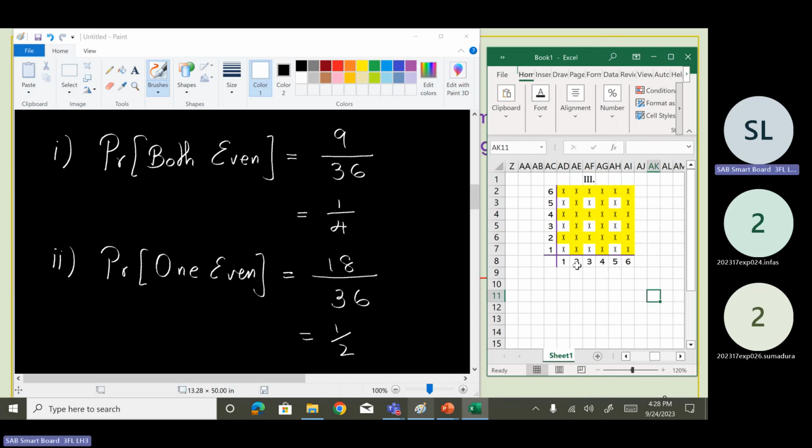So at least one even. You get hold of an even number, so already you have one even number in this column. If the other one is odd, still you have one even. If the other one is even, you have two evens. Anyway, it is counted. Likewise, you can go for four and six. Only nine outcomes are not considered. All the other ones are counted. 27 upon 36.